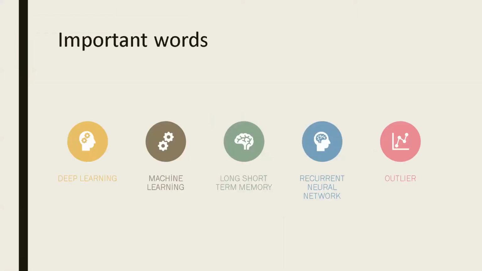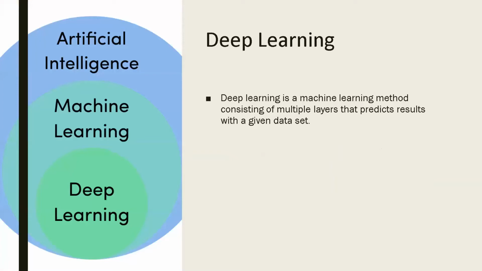And then we have some important concepts for our project. These are deep learning, machine learning, long short-term memory (LSTM), recurrent neural network (RNN), and outlier. We will start with deep learning to explain these concepts. Deep learning is a machine learning method consisting of multiple layers that predicts results with a given data set. Actually, we can say deep learning is a sub-branch of machine learning, while machine learning is a sub-branch of artificial intelligence.